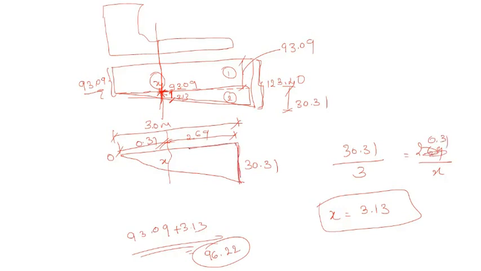This whole one means greater upon greater, that is 30 upon 31 divided by 3 meter, and smaller upon smaller, that is x upon 0.31. Okay, so we will get x equals 3.13.